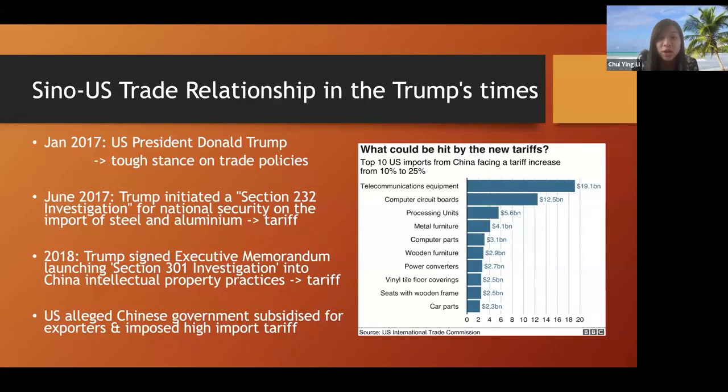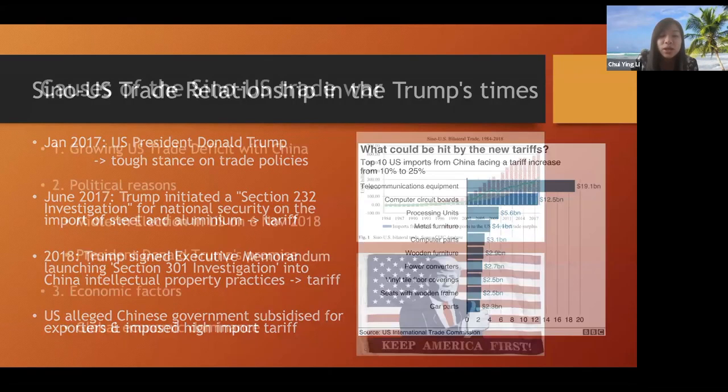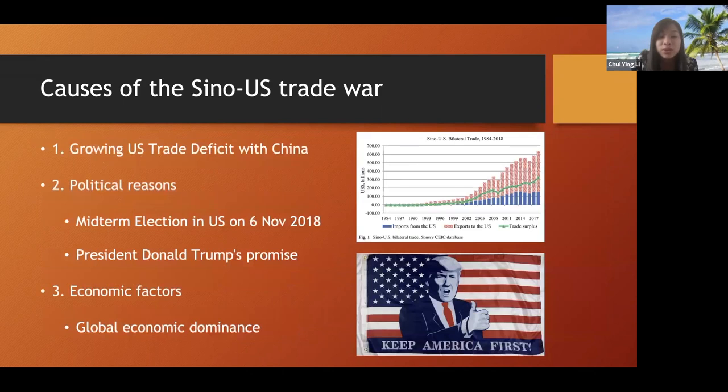The next year, he even signed an executive memorandum adding an extra tariff on Chinese goods. In sum, the US alleged the Chinese government provided subsidies for the exporters and imposed high import tariffs. This led to the three causes of the trade war. First, it is the growing US trade deficit with China. Second and third reasons are about the politics in the US and the global economic dominance by the US government.